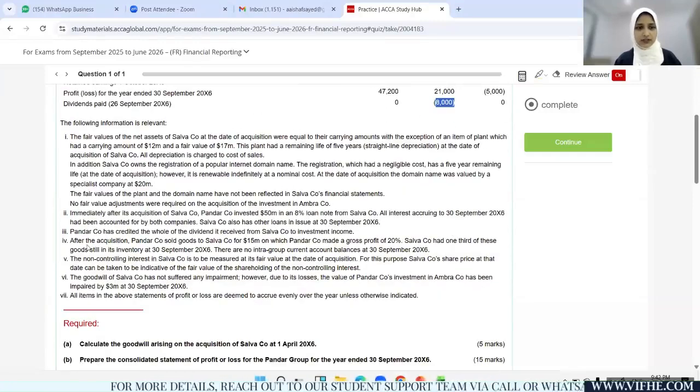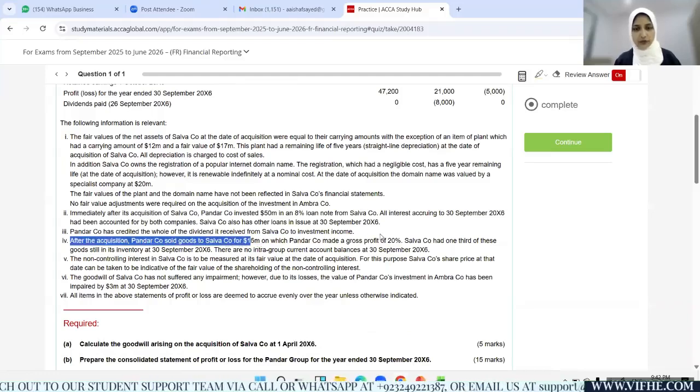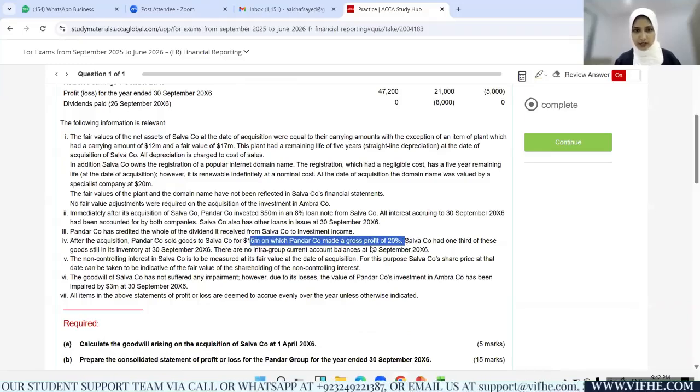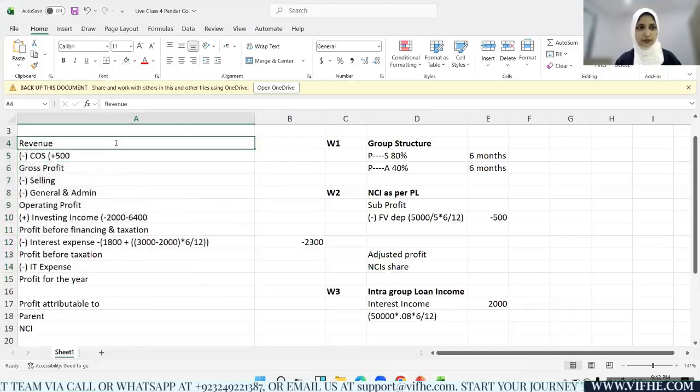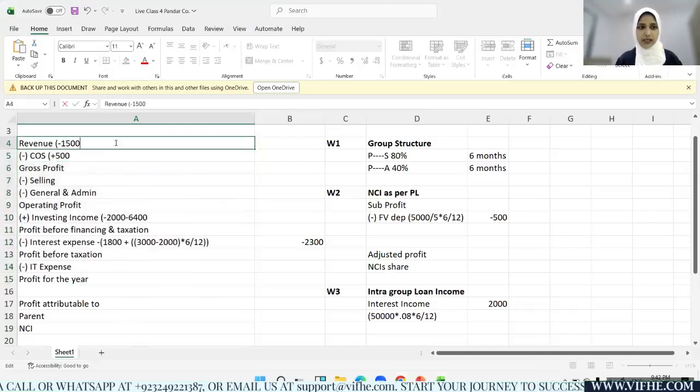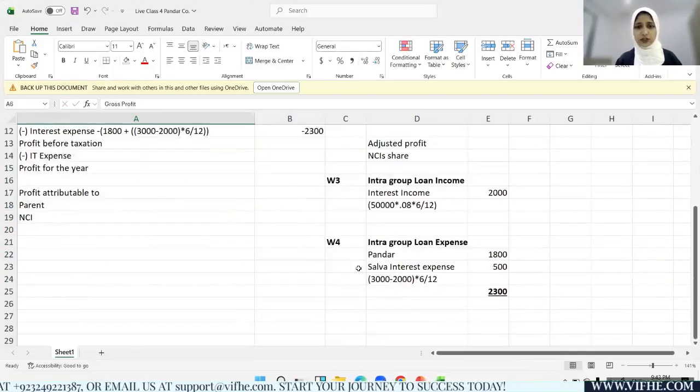Now this I adjusted. Now after the acquisition, Panda sold goods to Salva. Parent sold goods to subsidiary for 15 million, on which Panda made a gross profit of 20%. So first for the intergroup element 15 million, I'll make an adjustment. From revenue, I'll remove 15 million, and from my cost of sales, I'll remove 15 million. Then they talk about URP.